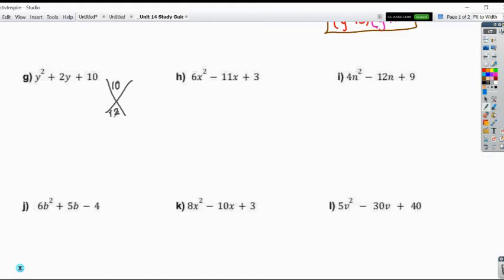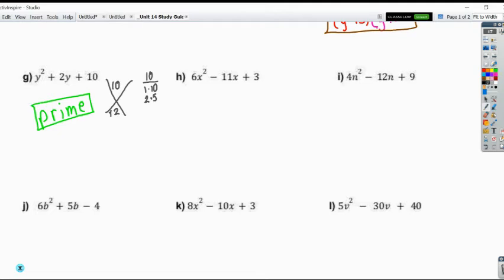So 10, I'm thinking there, what multiplies to 10? Could be a 1 and a 10, or it could be a 2 and a 5. Right? So is there a way that you can add or subtract 1 and 10 from each other to get a 2? Is there a way you can add or subtract a 2 and a 5 from each other to get a 2? No, it doesn't seem like we can do that. This turns out to be prime. I cannot find a pair of numbers that will successfully complete the factor puzzle. So it cannot be factored.